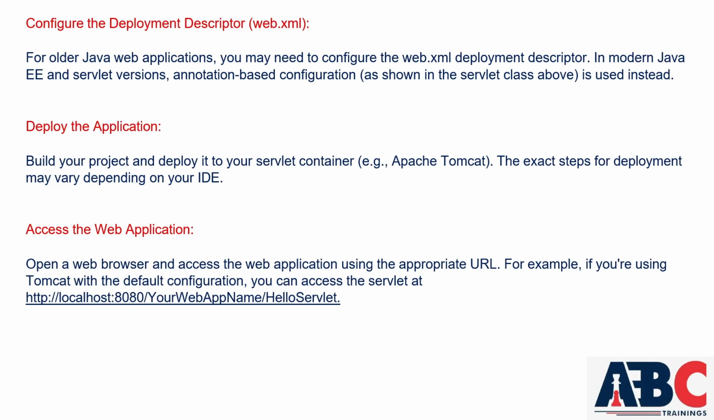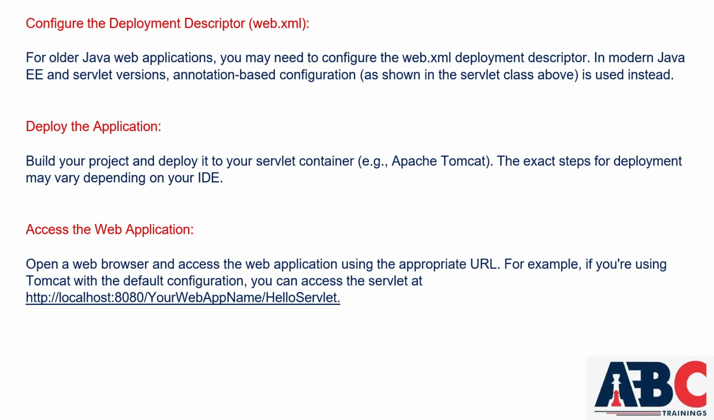Next, configure the deployment descriptor, which means web.xml. In older Java web applications, you may need to configure the web.xml deployment descriptor. In modern Java EE or servlet versions, annotation-based configuration is used. To deploy the application, build your project and deploy it to your servlet container, Apache Tomcat. The exact steps for deployment may vary depending on your IDE, so we use Eclipse or IntelliJ IDE.